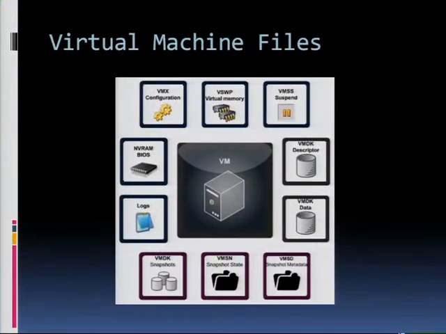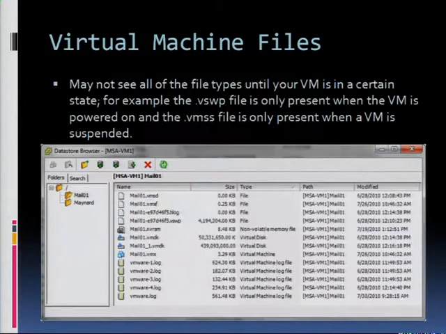So here are the files that make up a VM. There's a variety of files, and if you browse the VM's directory, you'll see either some or all of these files based on the state of the VM, and if you have things like suspended VMs or snapshots in that. And we're going to talk now a little bit more in detail about each of these files.